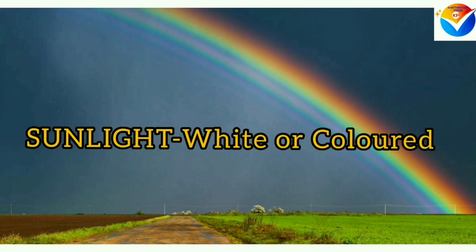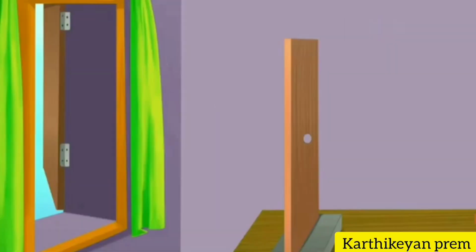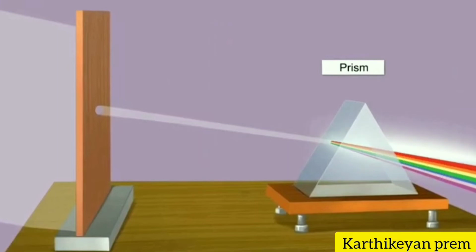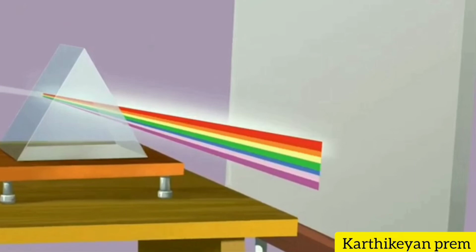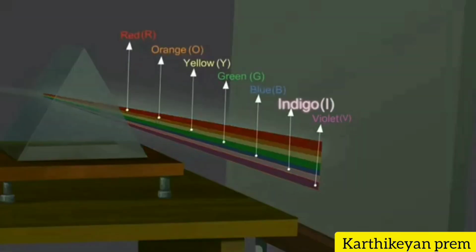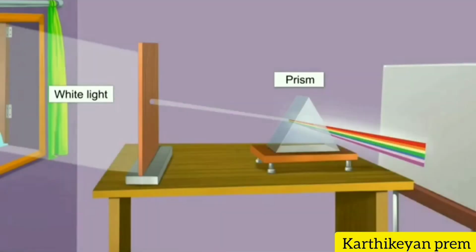Sunlight, white or colored. You must have seen street lamps that give yellow light. The yellow light looks quite different from sunlight, which is colorless. Light that is colorless is called white light. As the sunlight passes through the prism, you will observe a beautiful band of colors appearing on the white sheet. If you look at these colors of the band from the bottom, they are in the order violet, indigo, blue, green, yellow, orange and red. This sequence of colors can be remembered by the short form VIBGR.